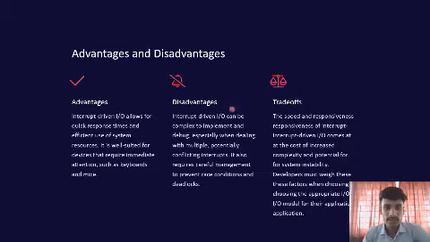Advantages and disadvantages. Advantages: interrupt-driven IO allows for quick response time and efficient use of system resources. Disadvantages: interrupt-driven IO can be complex to implement and debug, especially when dealing with multiple potentially conflicting interrupts. Trade-offs: the speed and responsiveness of interrupt-driven IO comes at the cost of increased complexity and potential for system instability.